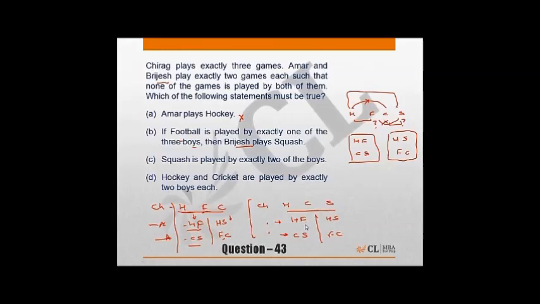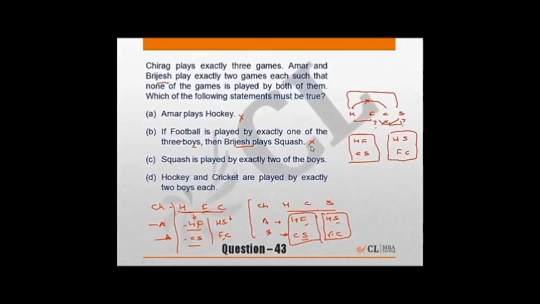So if football is being played only by one person, then Brijesh plays squash. If this is A and this is B, then A is playing squash, then B is playing squash by this pattern, and by this pattern A is playing squash. So we cannot say for sure, it could be either A or B who's playing squash.